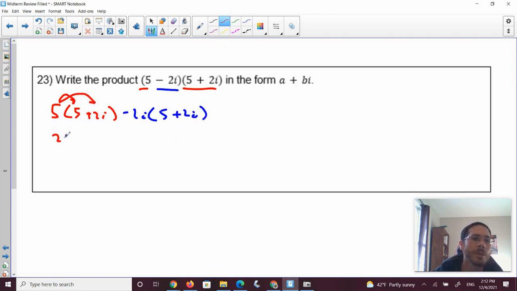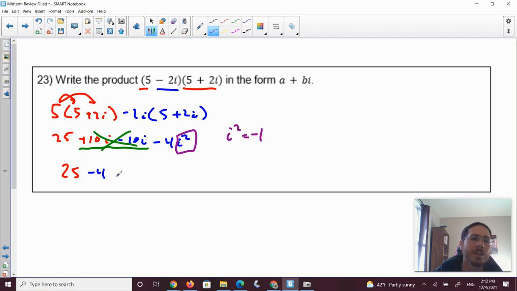5 times 5 is 25. 5 times 2i is 10i. Negative 2i times 5 is negative 10i. Negative 2i times 2i is negative 4i squared. Combine like terms, which is actually going to cancel these ones out. So we get 25. Oh, minus 4 i squared, though, we know i squared always has to change to negative 1. So times negative 1. 25 plus 4 is 29.